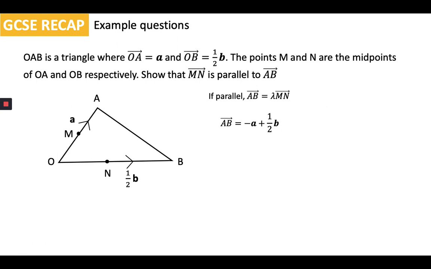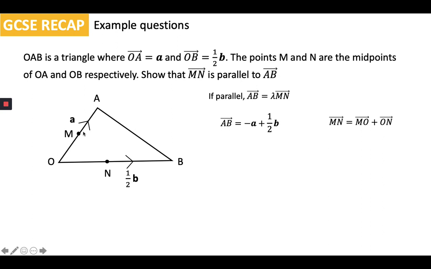I'm going to look for AB. I've jumped a step here, but you should be able to see quite easily: A to B is negative A plus half B. It can be easy just to trace that. If it helps you, please do write out A to O, O to B. Absolutely happy for that. But it's negative A plus half B.